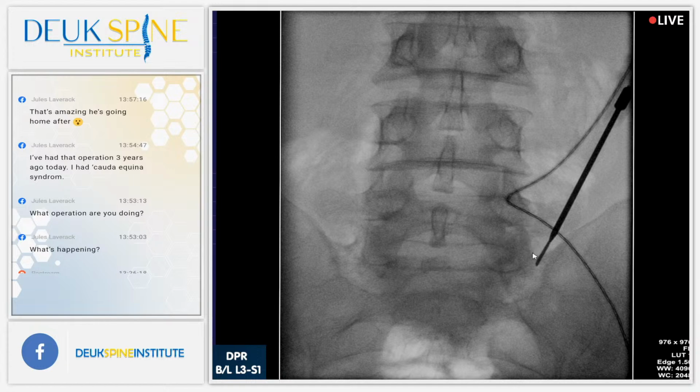We're done. We're all done. Okay? Lights on, please. So, why don't you do steri strips and then just do a pressure dressing? Yeah, we don't need to put a stitch. It's too small for a stitch.